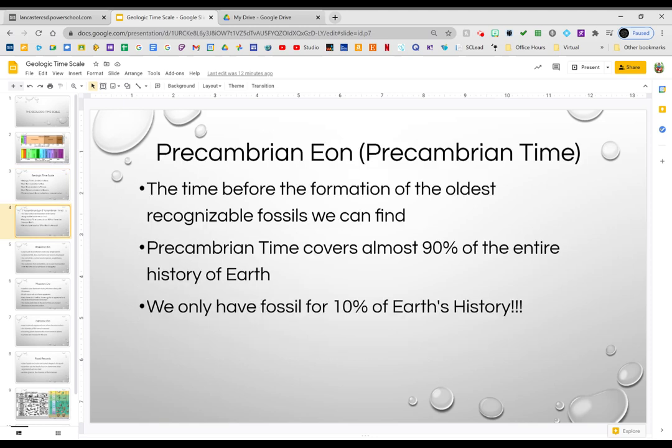The first thing we're going to talk about is the Precambrian eon, or the Precambrian time. This is time before the formation of the oldest fossils that we can find here on Earth, and it covers 90% of Earth's history. So we only have fossils for about 10% of Earth's history. As Earth's history continues to go on, as long as we continue to collect this information, eventually we'll have more than 10% because it's just more. But right now, we only have fossils for about 10% of Earth's history.